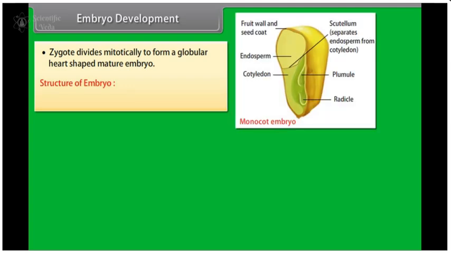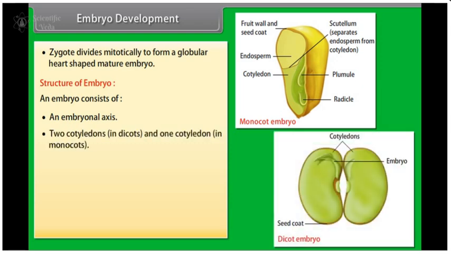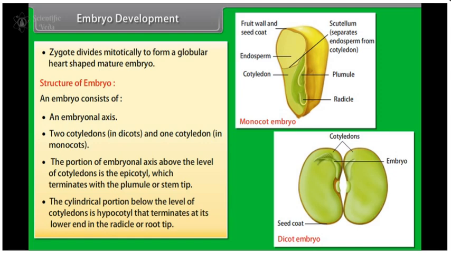Structure of embryo. An embryo consists of an embryonal axis, 2 cotyledons in dicots and 1 cotyledon in monocots. The portion of embryonal axis above the level of cotyledons is the epicotyl, which terminates with the plumule or stem tip. The cylindrical portion below the level of cotyledons is hypocotyl, which terminates at its lower end in the radicle or root tip.